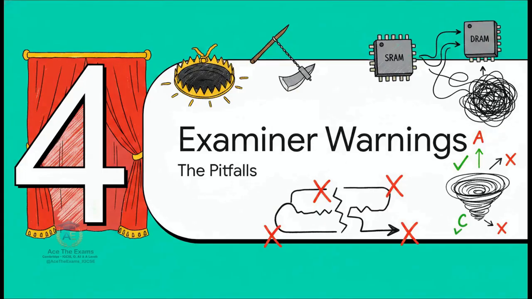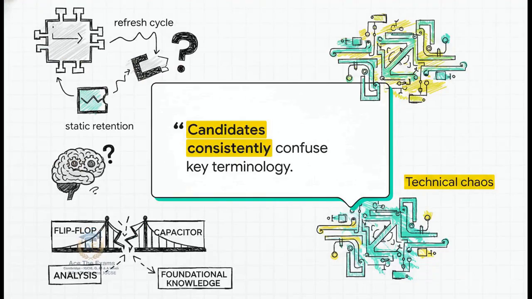Finally, Section 4, Top Examiner Warnings. These are the brutal pitfalls that turn an A paper into a C paper. This direct alert straight from the principal examiner reports is a massive wake-up call regarding the absolute precision required in your technical vocabulary. Candidates consistently confuse key terminology.